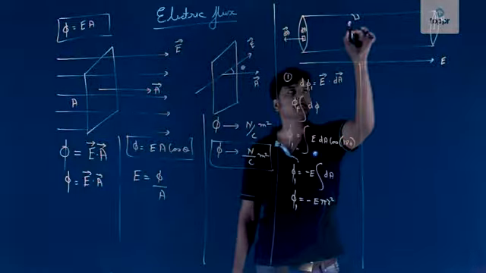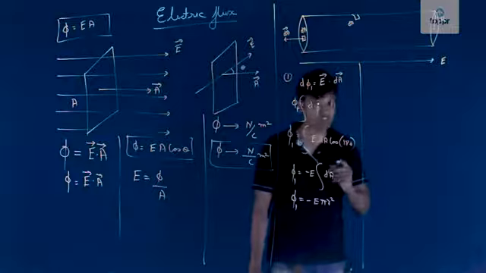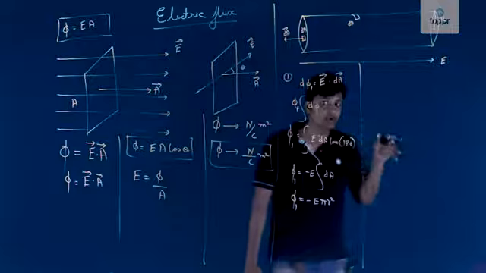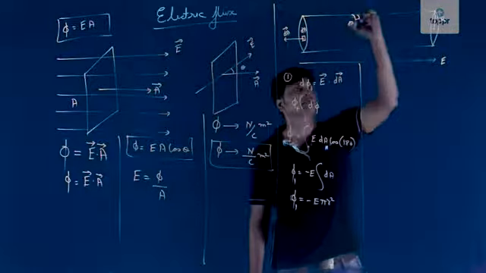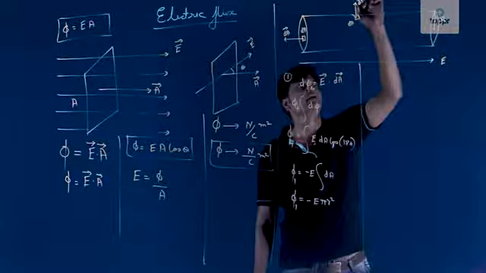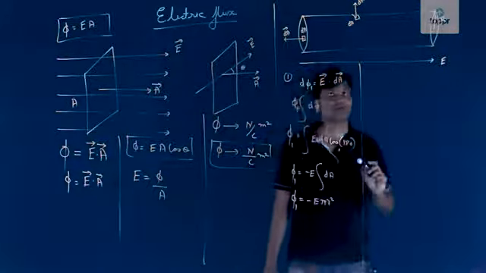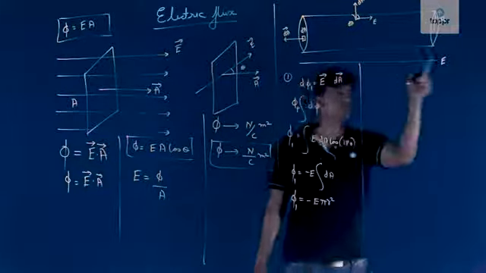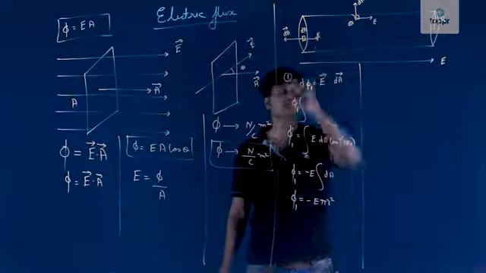This is nothing but dA. What is the dA vector? It is perpendicular to the given surface and outside the enclosed surface area. So that means this is the direction of the dA vector. Right? Whereas, what is the direction of electric field? See, this is the direction of electric field. In this particular case, this was the direction of electric field.